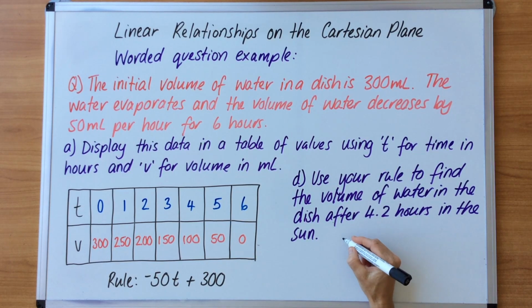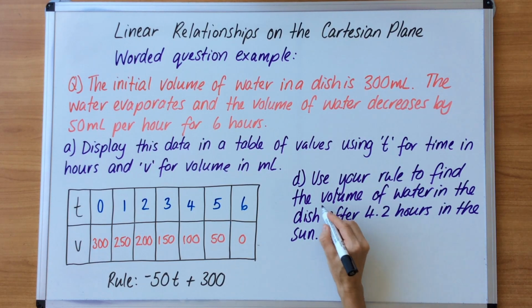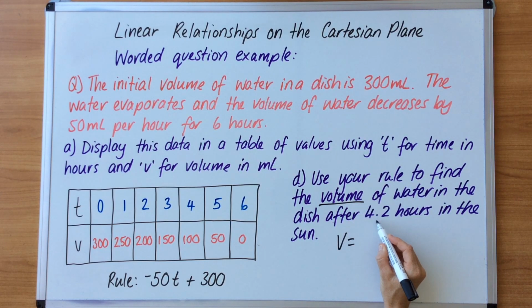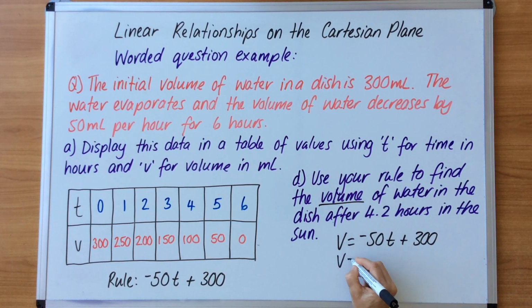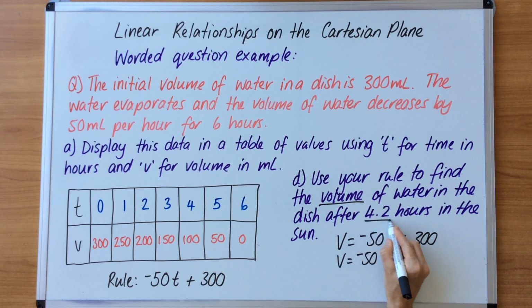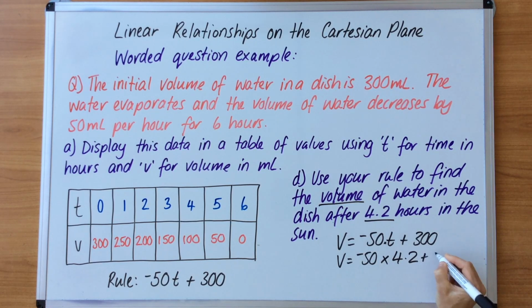So first of all, we write the rule and we go V equals, for volume, because we're being asked to find out the volume of water after this particular time. So V equals negative 50t plus 300. So we simply start with our rule. On the second line working down underneath, we then have to substitute the value of t. And the value of t for hours is 4.2. And remember, it's multiply because in between here is an invisible multiplication symbol. And then we simply drop down the plus 300.